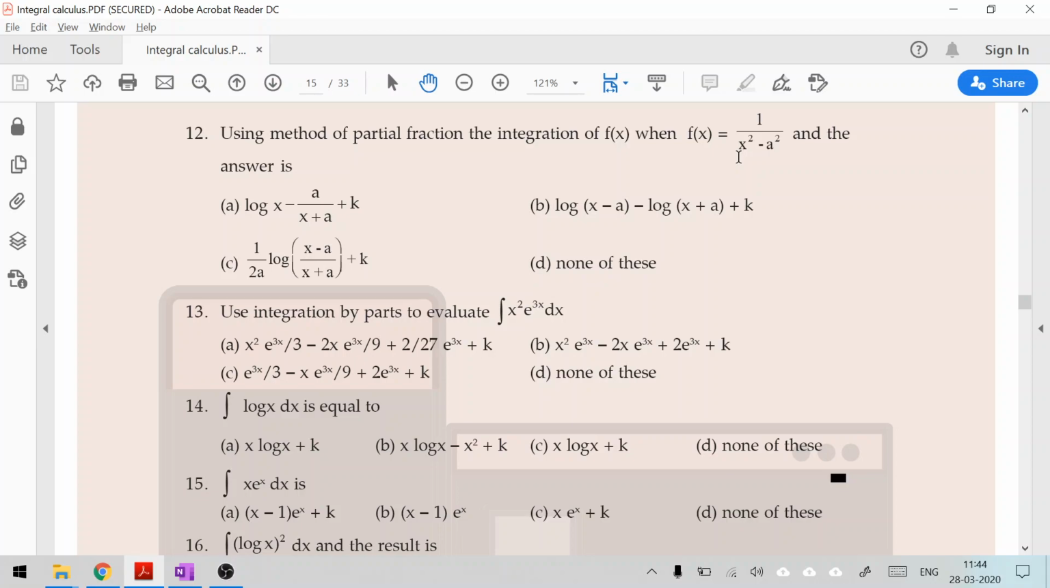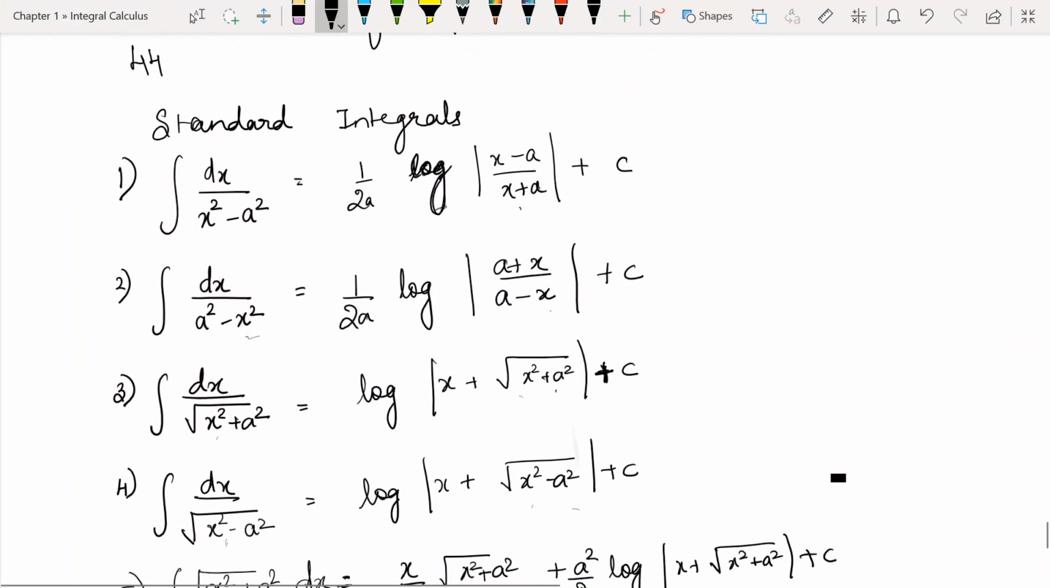Now, please don't worry about the question mentioning partial fractions. You don't have to do it by partial fractions because there is an integral formula available and you are not going to work it out. This is not a descriptive paper, it's a multiple choice paper. So this is the advantage with you. So what is the question? 1 by x square minus a square. So come to the formulas here.